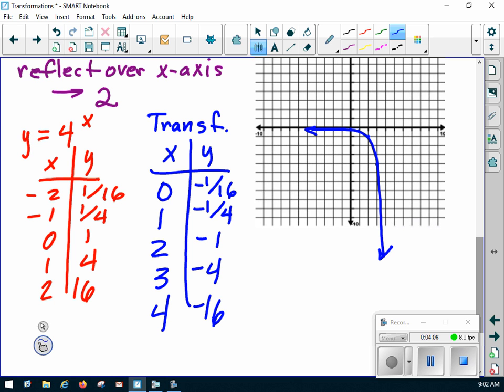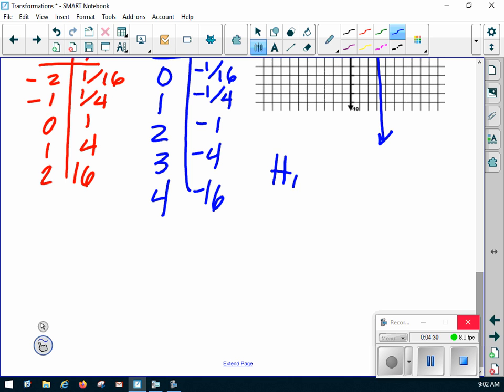Now, what kind of asymptote do we have? A horizontal. Is a horizontal x equals a number or y equals a number? Y equals a number. What number? 0. So your horizontal asymptote is y equals 0. Now let's talk about end behavior.